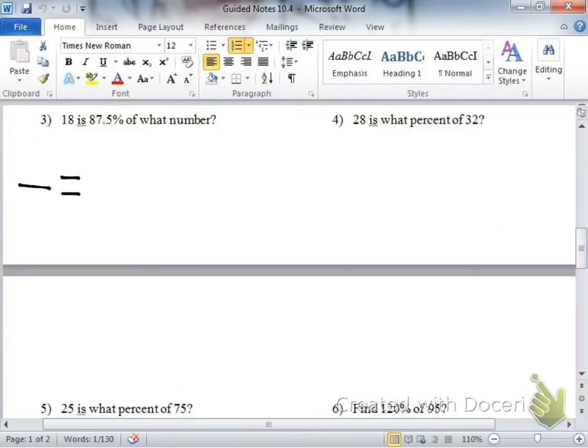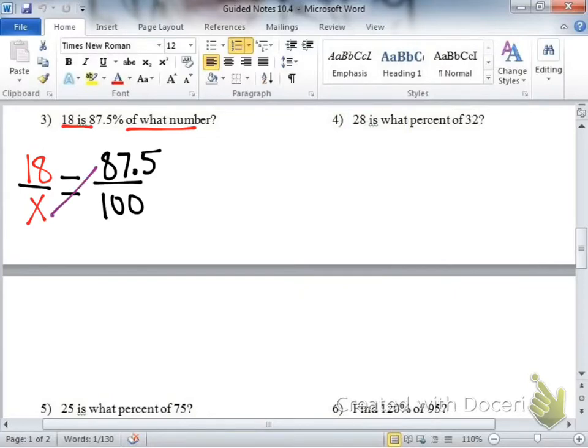Blank over blank equals blank over 100. And this question reads, 18 is 87.5% of what number? Okay. 87.5% goes on top of 100. Good. 87.5 goes over the 100. And 18 goes on top. 18 is. So that goes on top. What goes below the 18? The X. We're looking for the of because it says of what. So that's what we don't know. That's what we're looking for.